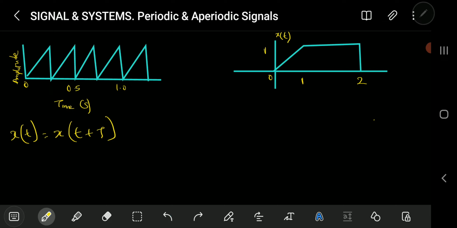Now let me give you a simpler definition if that is not clear. A signal is said to be periodic if it repeats itself after a regular interval of time. Using this diagram as an example, you see that it is repeating itself after a particular interval, from 0 to 0.5, from 0.5 to 1. It keeps repeating itself every 0.5, so you can call it a periodic signal. This first one is a periodic signal.